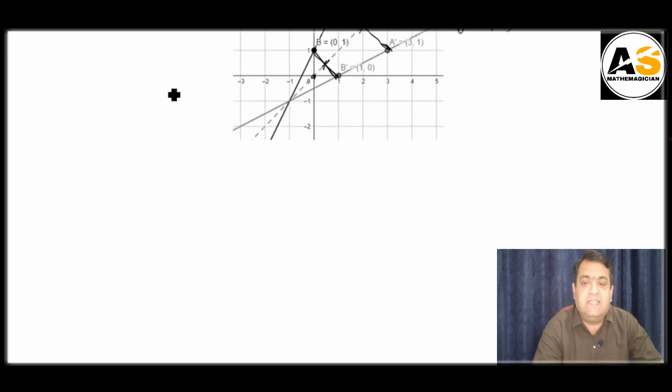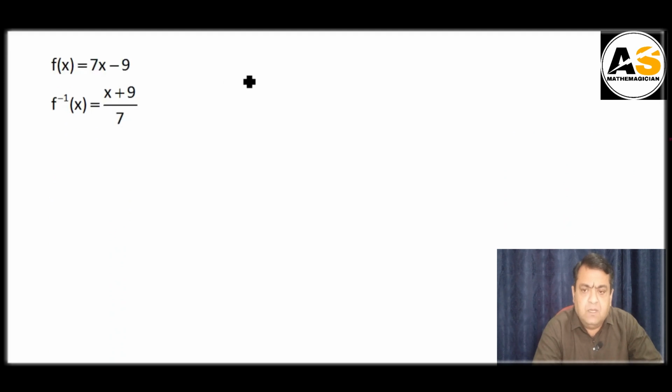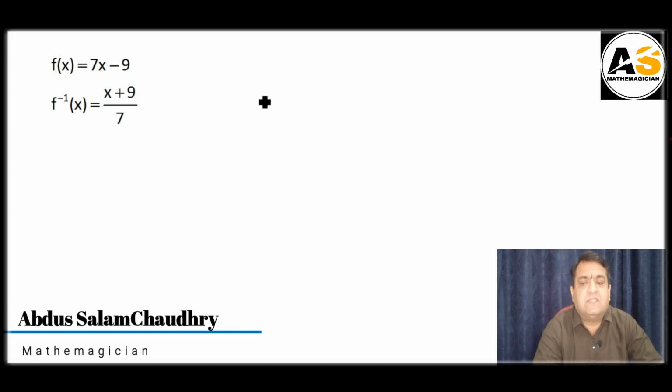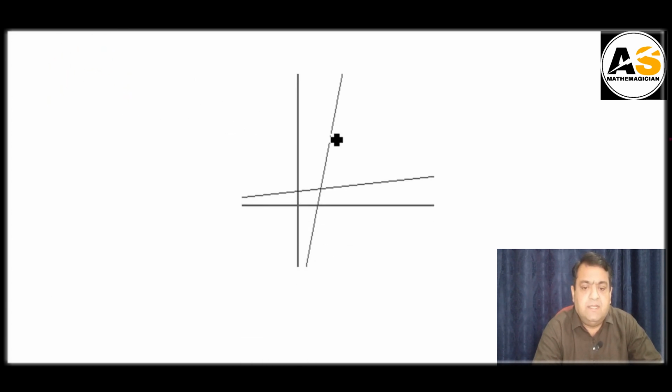Let us take another example. This is the function 7x minus 9. This is its inverse, x plus 9 over 7. And this is the graph. This is the y is equal to x line. And these two graphs are images of each other.